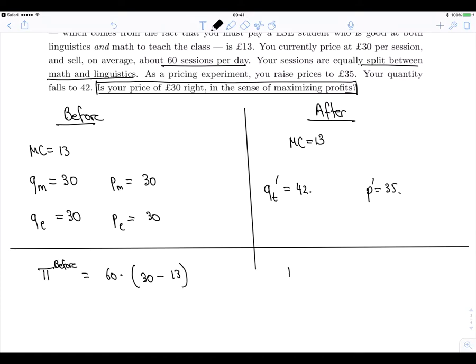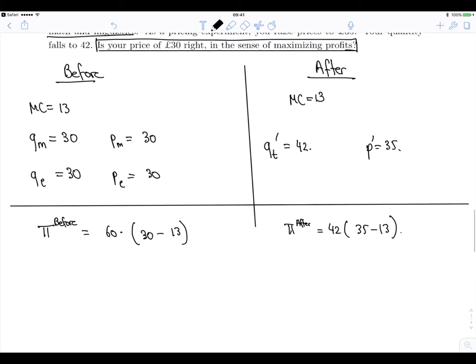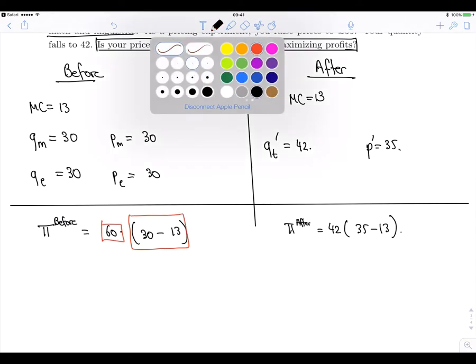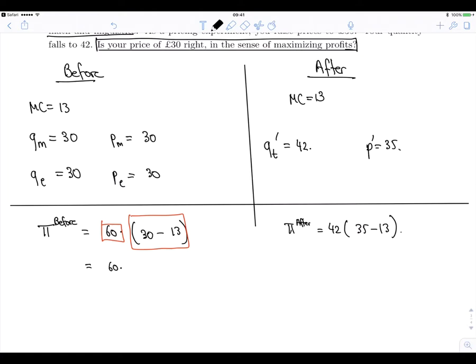What about here? Profit after? 42 times 35 minus 13. But wouldn't it be minus 13 per quantity? Yeah, it would be. So for every unit, this 13 would be per quantity. That's why I have the 60 in front of here. Of course, I could have broken this down into 60 times 30 minus 13 times 60. So this would have been the revenue. This would have been the total cost.